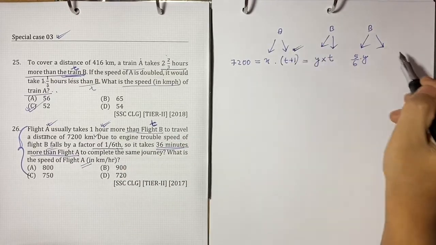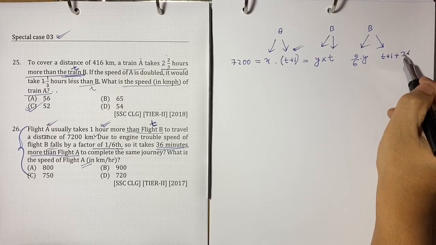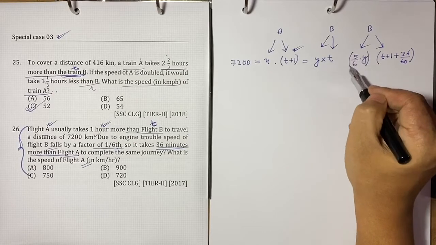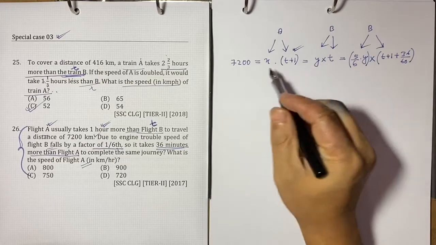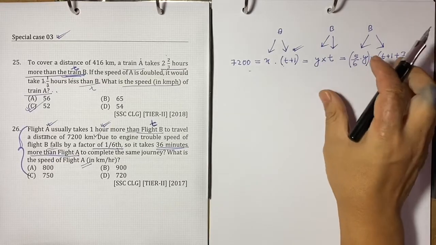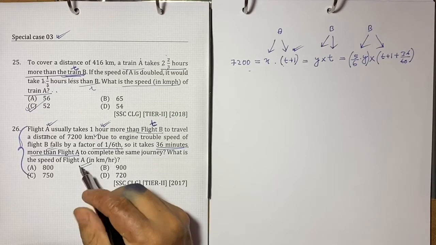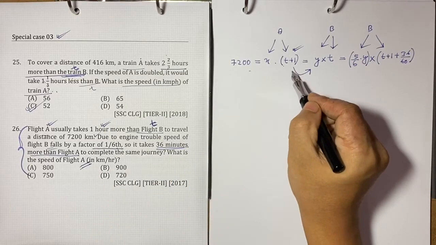The time taken by Flight A is t, so Flight B's time will be t plus 1 hour, that is t plus 36 minutes. So this is the time, and this is the speed. Multiply them to get distance. The distance is the same, so we form the equation. What is the speed of Flight A?